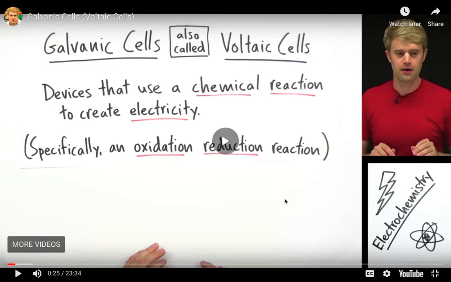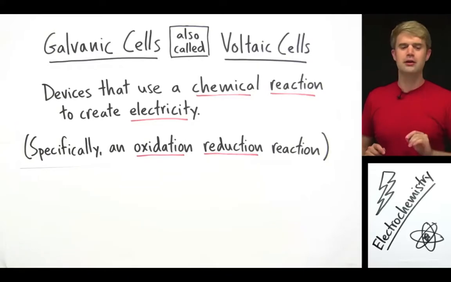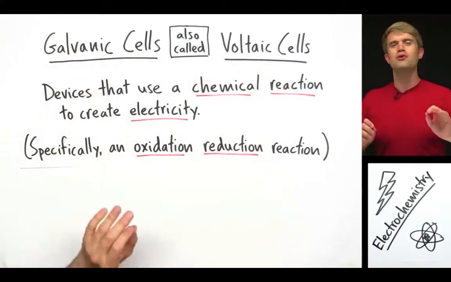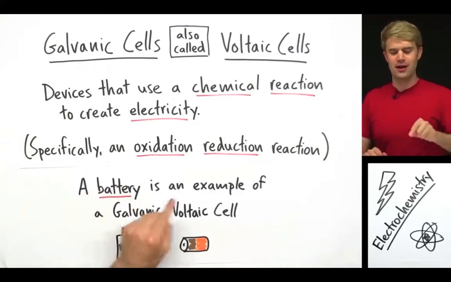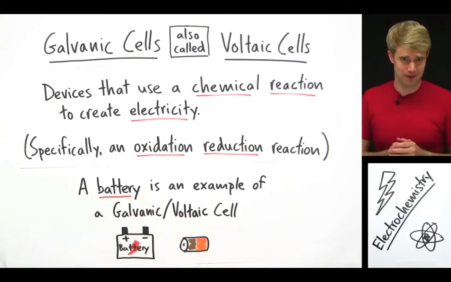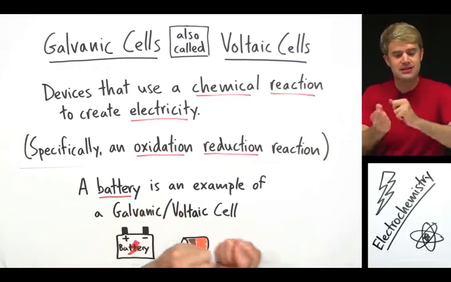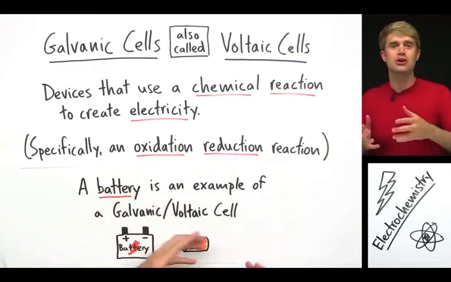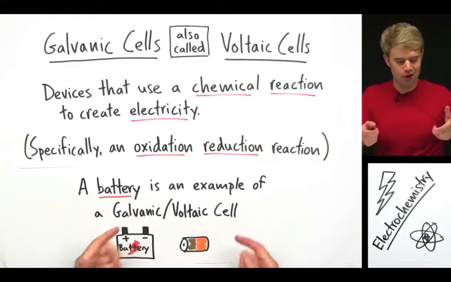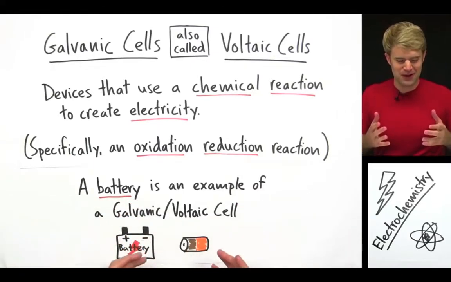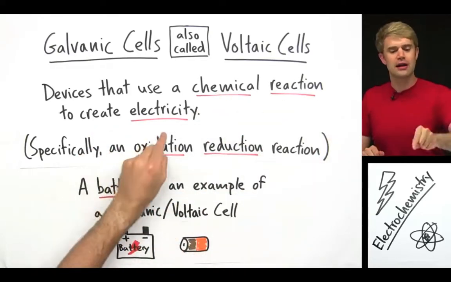Ta-da! Now, galvanic or voltaic cells may be totally new terms for you, but I'm willing to bet that you use these devices almost every single day of your life. And that's because a battery is an example of a galvanic or voltaic cell. There are chemicals inside batteries, and those chemicals react together in an oxidation reduction reaction that makes electricity. And this is what powers your cell phone or your flashlight or whatever the battery is hooked up to. So let's learn more about these devices and see how a chemical reaction can create electricity.